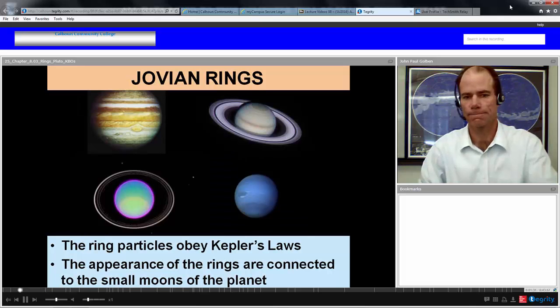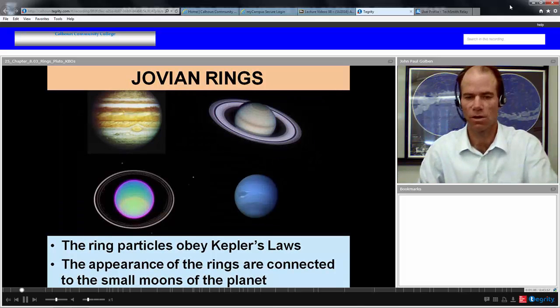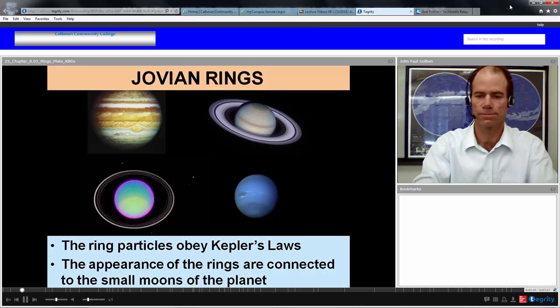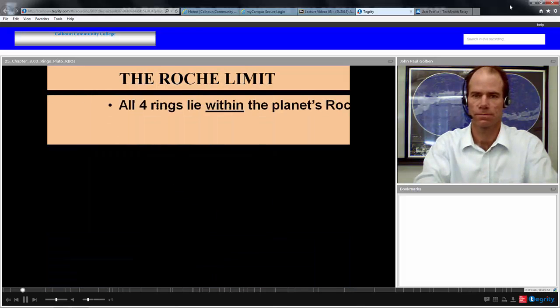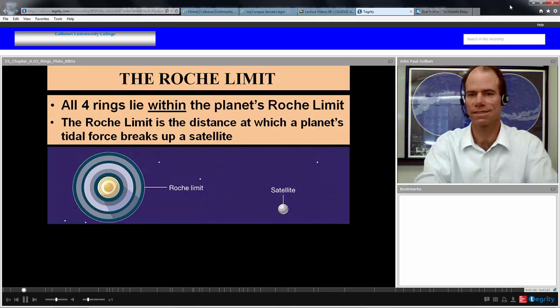And as we'll see later, we can add one more thing, is that the rings are all found within the planet's so-called Roche limit. All four rings lie within the planet's Roche limit. The Roche limit is the distance at which a planet's tidal force will break up a satellite. For instance, here's a planet over here. Here's the Roche limit. Here's a satellite.